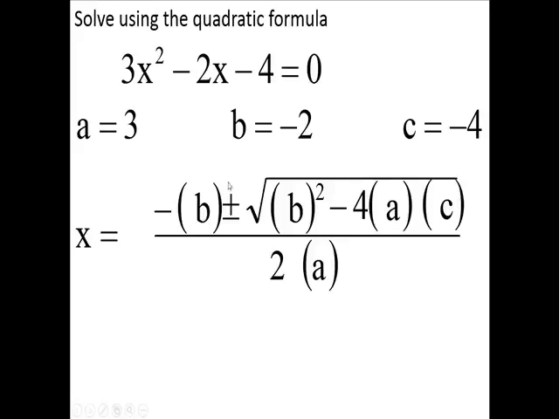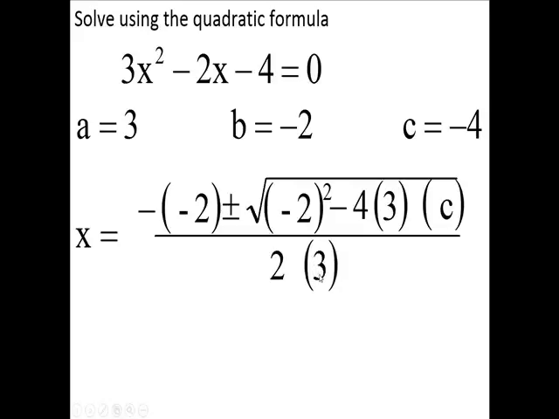So in place of the b, plug in a negative 2. Now don't get that confused a little bit. This is the opposite of b, so the opposite of a minus 2 is going to be a plus 2. We'll figure that out in a minute. You'll have a negative 2 right here. A here is the number in front of x squared, which is 3, so replace 3 here and down here also. And c is this number right here, the negative 4.